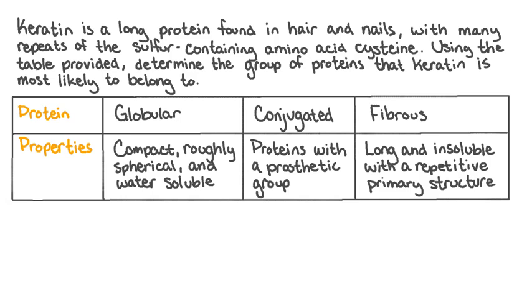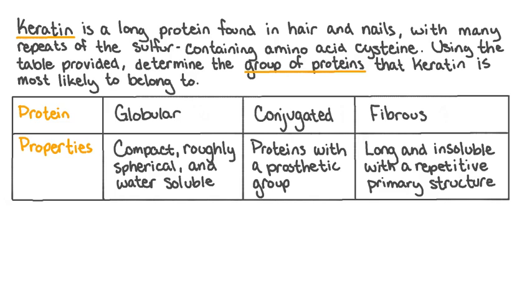Our question lists some of the properties of a protein called keratin. And then we're asked to use the information provided and our prior knowledge to determine the group of proteins that keratin would most likely belong to. And we have 3 choices: globular, conjugated, or fibrous.